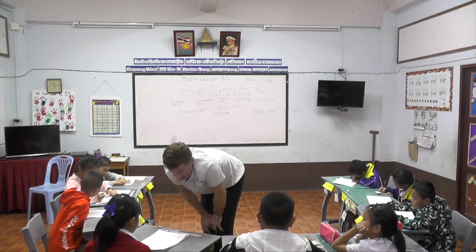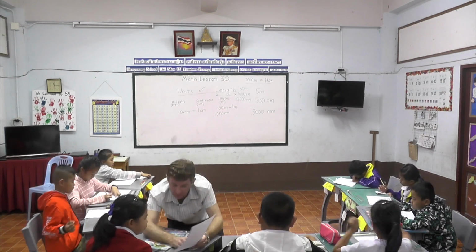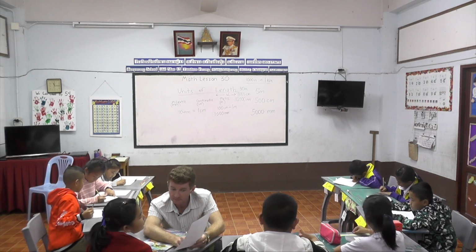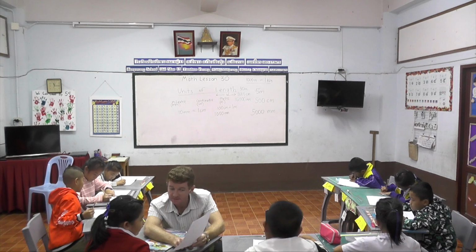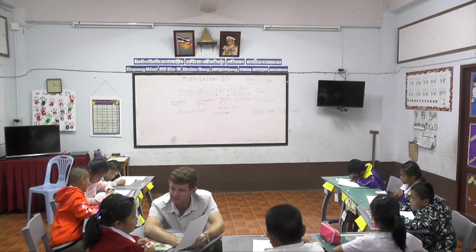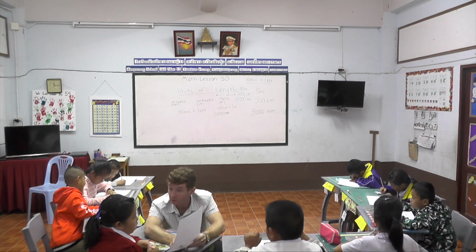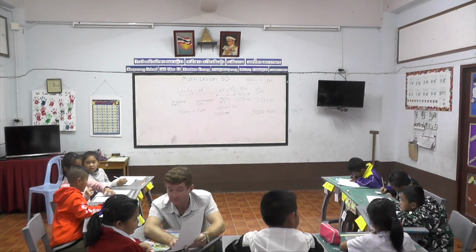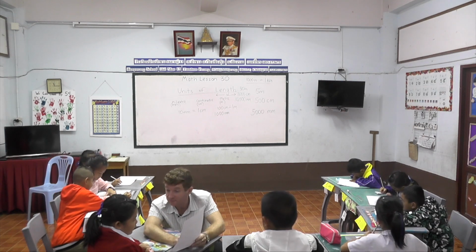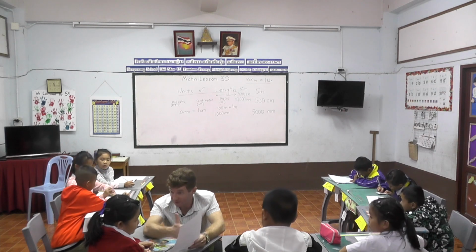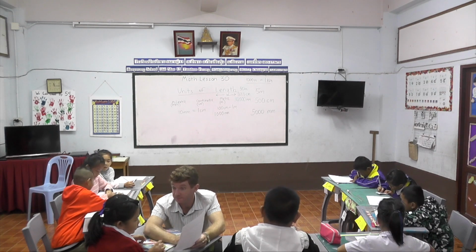Let's see, how about 75 meters? 1,500 millimeters. That's not right, is it? You're correct. You say no. 750 centimeters is 7.5 meters. So these aren't right. You're right to put no because they're not the same. Well done.